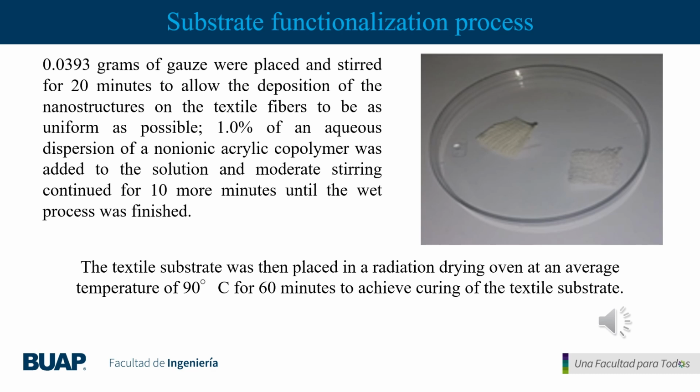After that time, 1% of an aqueous dispersion of nonionic acrylic copolymer was added to the solution, whose function is to generate a binder between the nanostructures and the fibers. Moderate stirring was continued for 10 more minutes until the wet process was finished. Immediately after, the textile substrate was placed in a radiation drying oven at an average temperature of 90 degrees Celsius for 60 minutes, this to achieve the curing of the acrylic copolymer on the textile substrate.